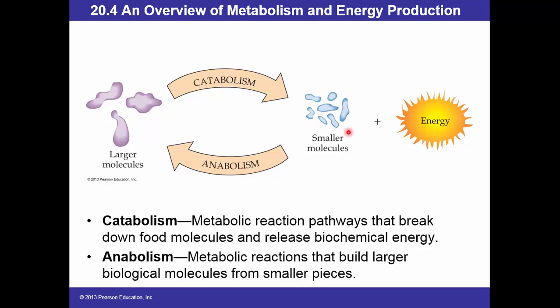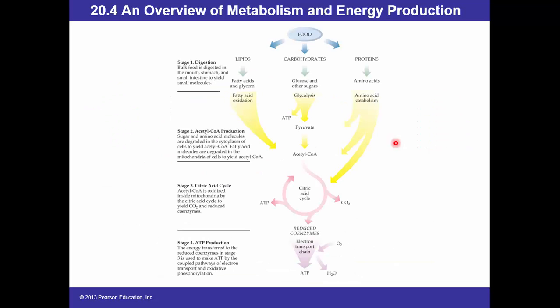As you can see here, this is an example. So smaller molecules plus energy, anabolism, form larger molecules. Catabolism, larger molecules produce smaller ones plus energy. So this summary is illustrative.